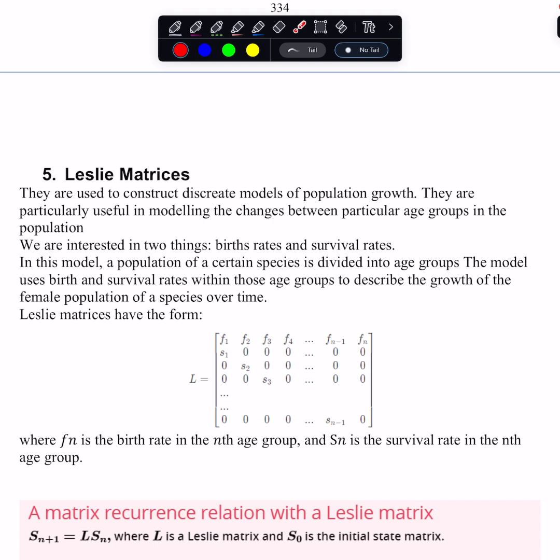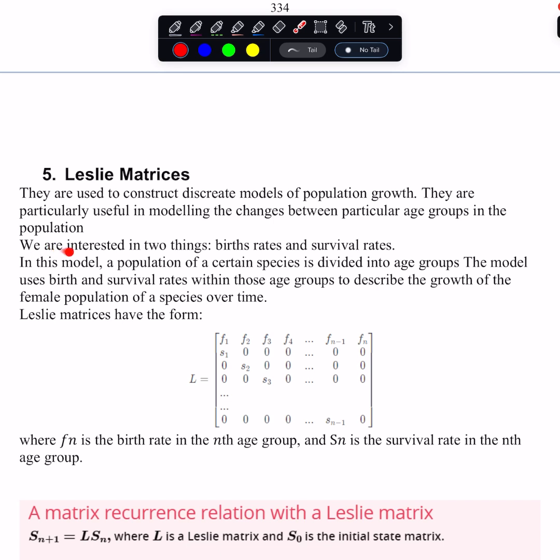All right, here we go. So we use the Leslie matrix to talk about population growth. They are particularly useful in this model to show the changes between particular age groups in a population. So in these matrices, when they talk about Leslie, they bring age groups in between. That's how you know that they're going to talk about a Leslie matrix: when they talk about age groups.